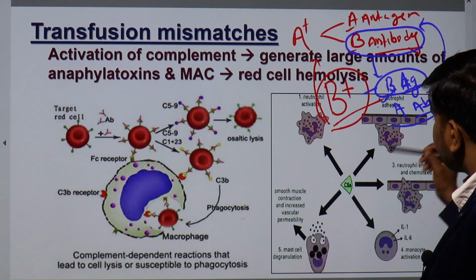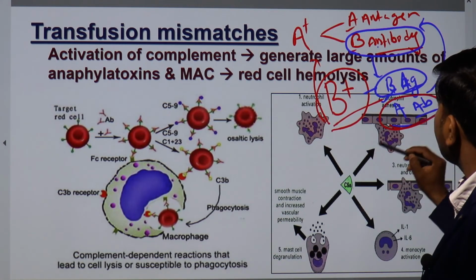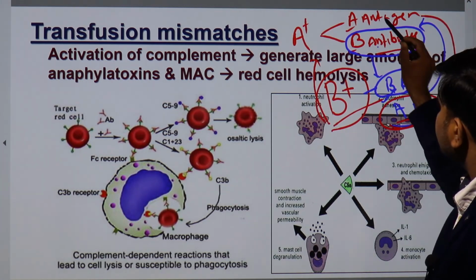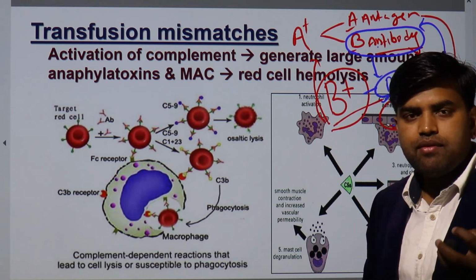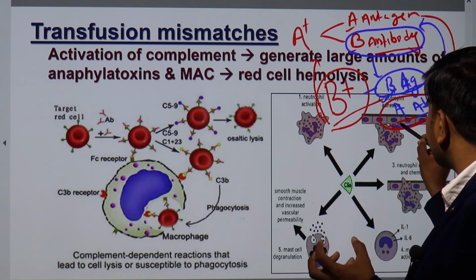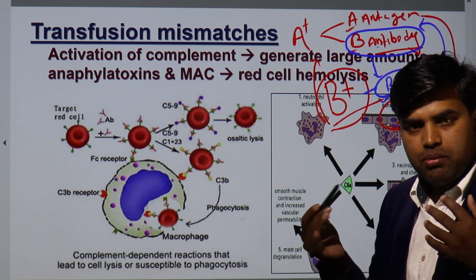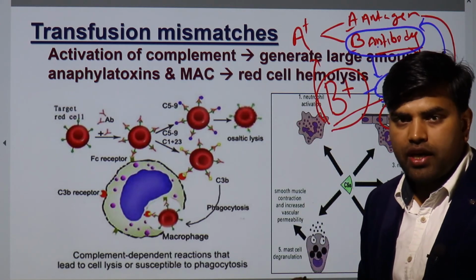This A antibody will also be there in the blood group B, and we already have A antigen. Because there is only 450 ml of blood, there will be a smaller amount of this antibody, obviously, but whatever amount it is, it will come inside your blood, attack my RBC and destroy them as well.